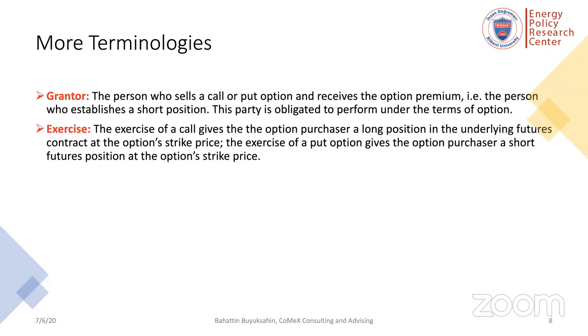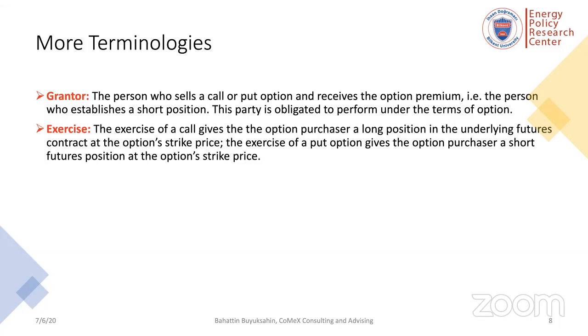The person who sells a call or put option and receives the option premium is called the guarantor. Basically, we are talking about the person who establishes a short position. This party is obligated to perform under the terms of the option if the option buyer exercises his rights to the option.